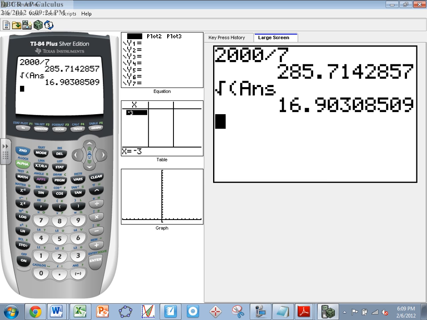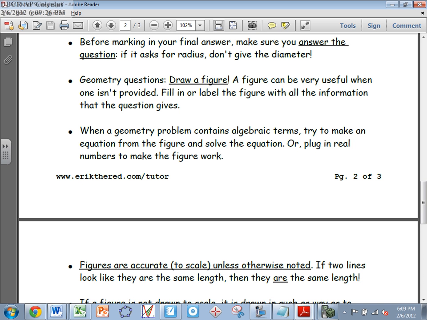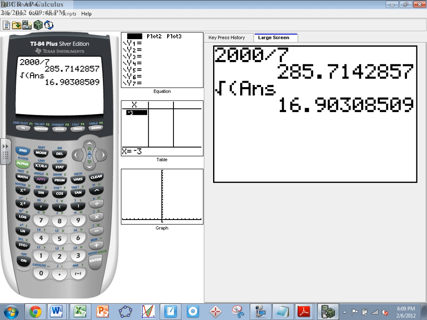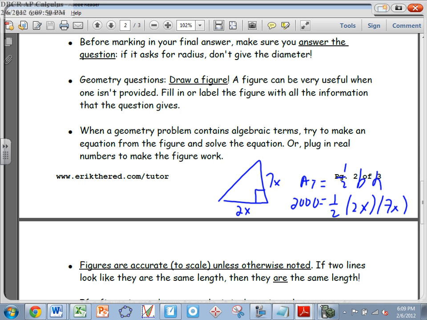So, going back to this problem, again, we have 2x, we have 7x, we have a right angle. We're told that 2,000, the area of the triangle, is equal to 1/2 base times height. This is 1/2, 2x times 7x. Again, it turned out for this problem that we got for our x value 16.9. So x is simply 16.9 here.